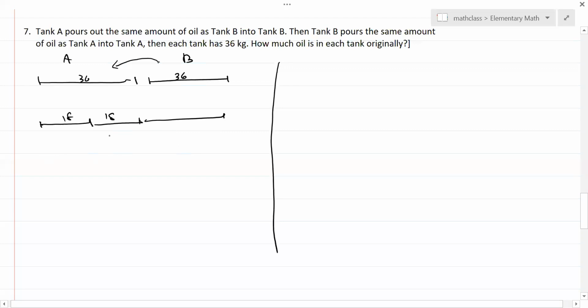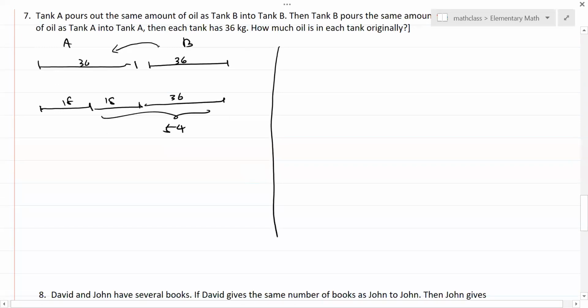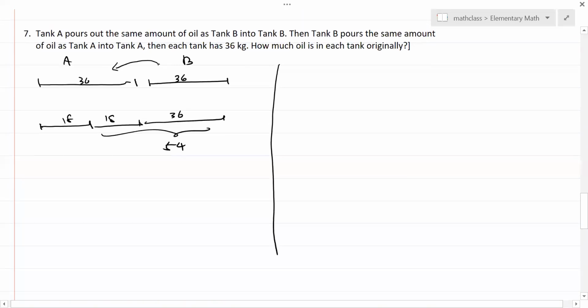So now this is what I have in tank B: 36 plus 18, that total will be 54. Before the second step, there was 54 kilograms of oil in tank B. After you pour 18 into tank A, then tank A doubles. So that's 36. Now let's go back to how we get this 54 kilograms of oil in tank B.